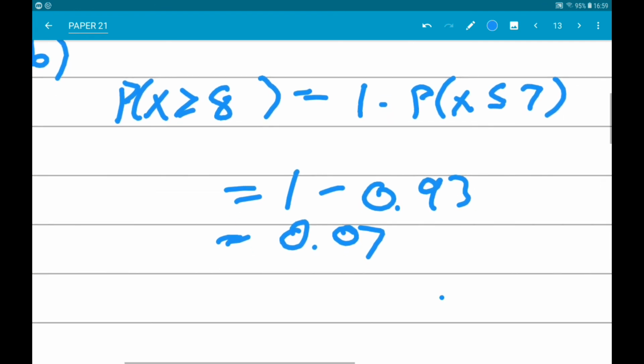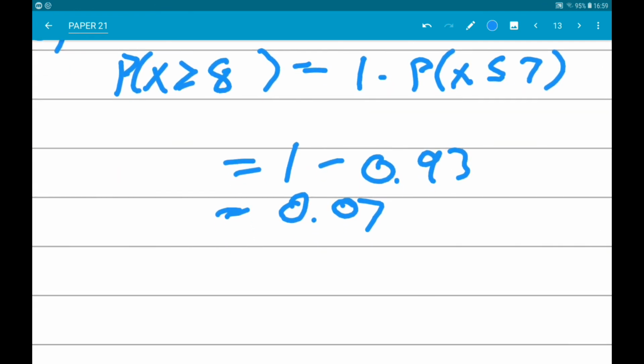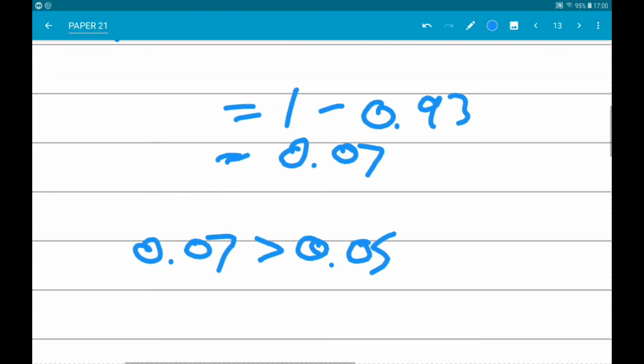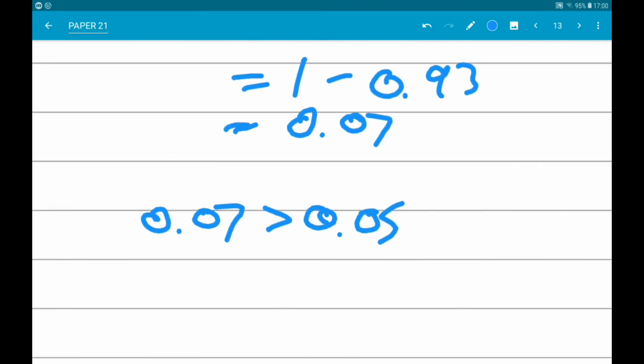Now that is bigger than 0.05. So, we should not have rejected H0. So, the answer is yes. She has made the wrong conclusion. So, H0 should not have been rejected.